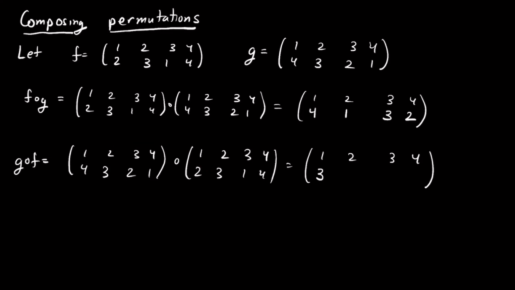Well, what comes next? 2. 2 gets mapped to 3, so f of 2 is 3. And now I have to take that 3 and plug it into g. So I see that 3 gets mapped back down to 2. So 2 gets sent to 2 in the end. So I'm only looking at what is my starting point and what is my ending point. What does 3 do? 3 gets sent to 1, and then 1 gets sent down to 4. So I finish at 4. So 3 gets sent to 4. And then what does 4 do? 4 gets sent to 4, and then this 4 gets sent down to 1. So in the end, 4 gets sent to 1.